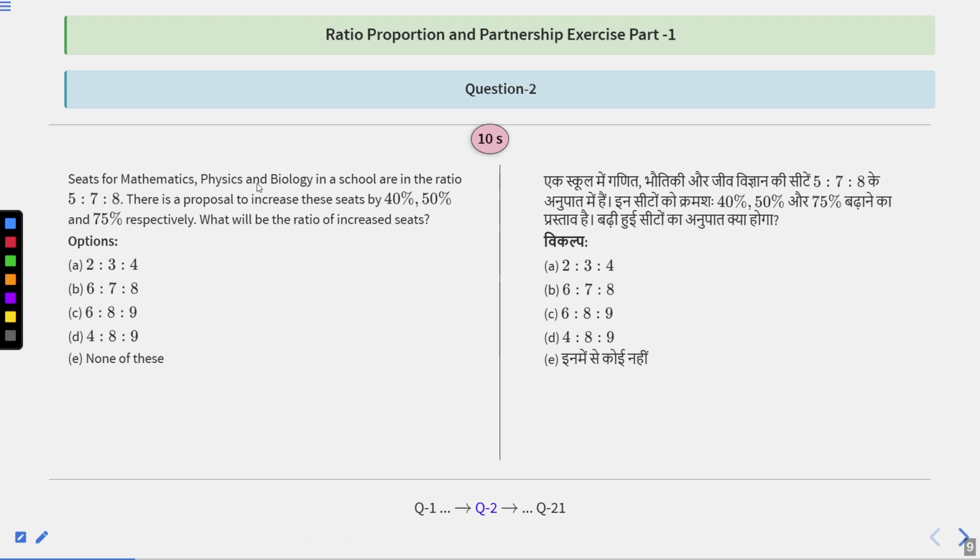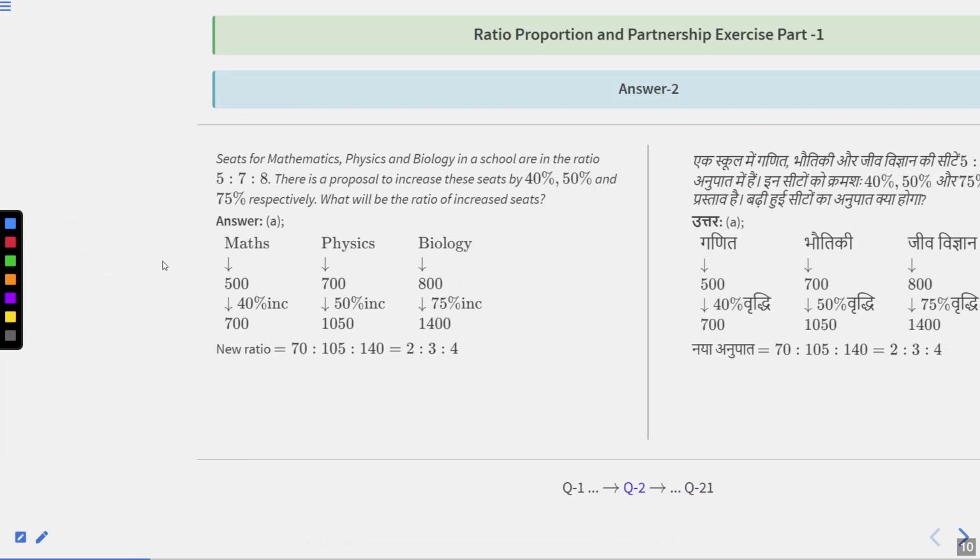Seats of mathematics, physics and biology in a school are in the ratio 5:7:8. There is a proposal to increase these seats by 40%, 50% and 75% respectively. What will be the ratio of increased seats? You have 5 options and 10 seconds to analyze the question. Your time starts now. Now time's up. Let's see the solution.